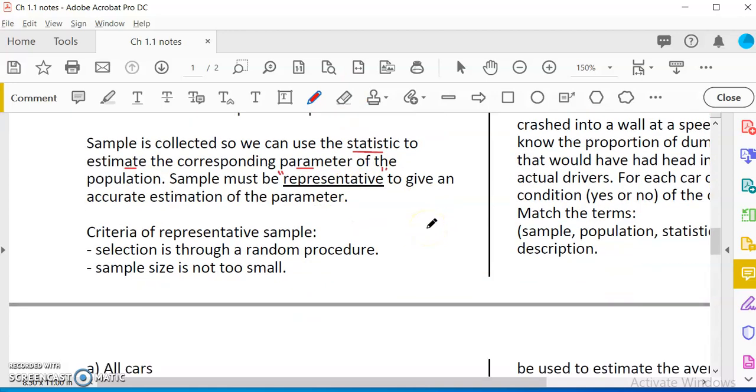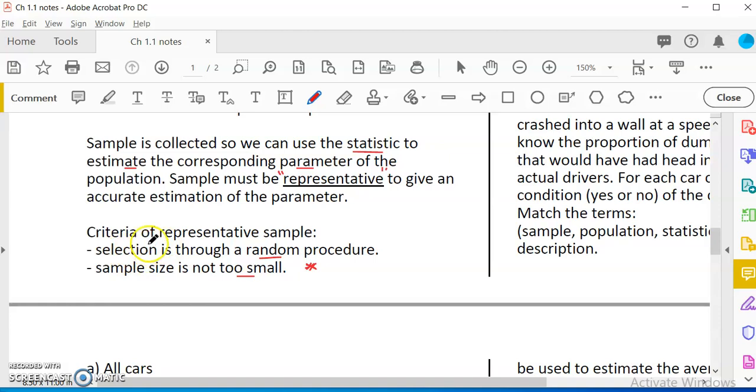So how do I have a good sample? A good sample would be selected from the population through a random procedure, and also you do not want a too small sample. So we'll go into details on how much the sample size should be. We'll actually look at this in chapter 7 and chapter 8, where we'll talk about how large a sample size is good enough, so that it is large enough.